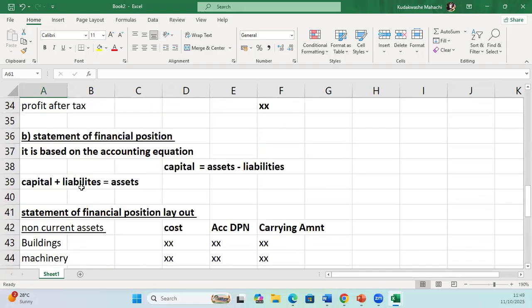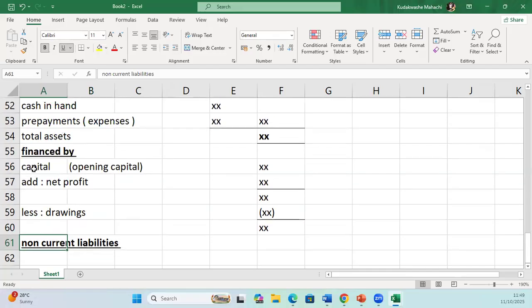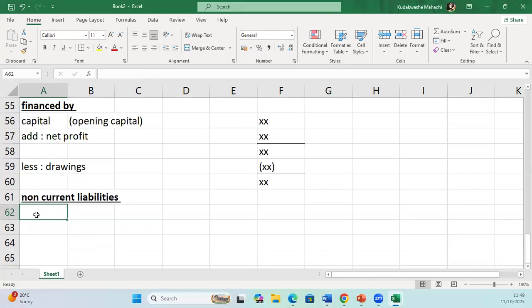After the capital, we add the liabilities. So we start with the non-current liabilities. These are the liabilities where we can make a payment even after a year. You can have the loans and debentures.